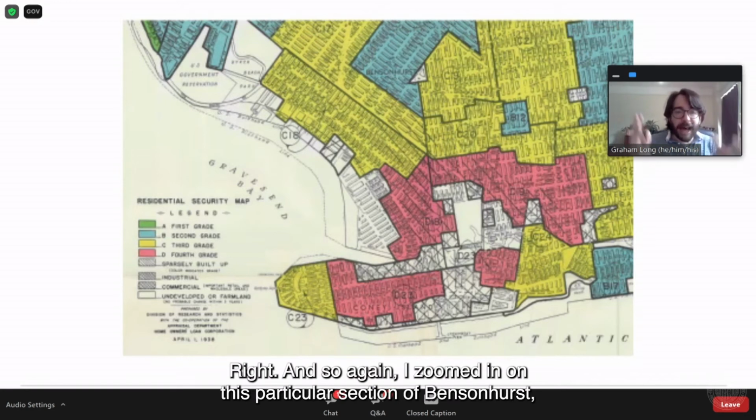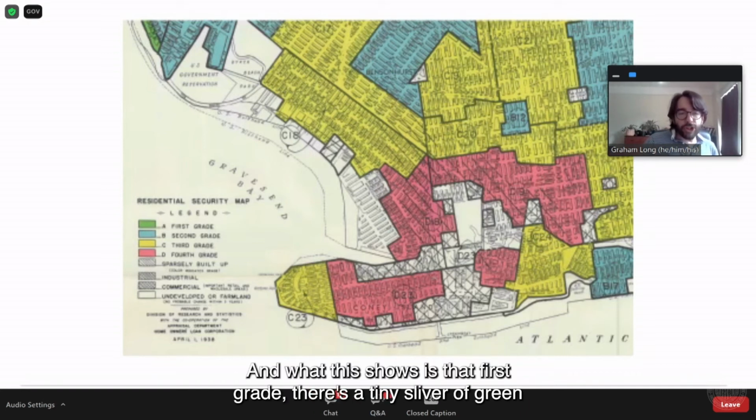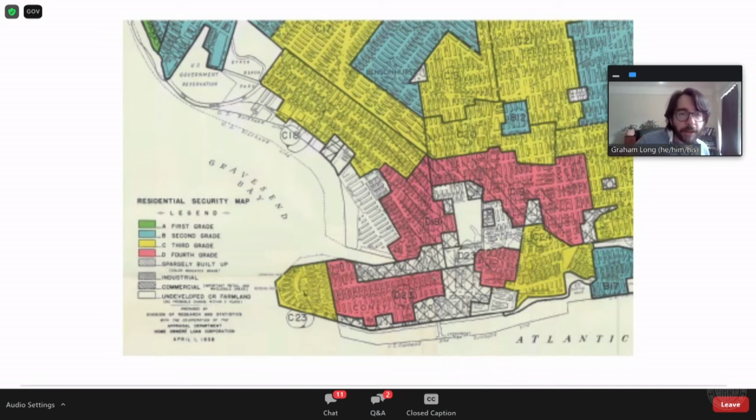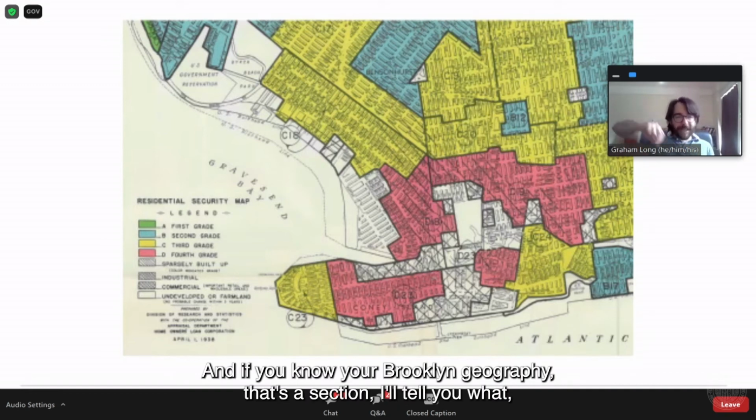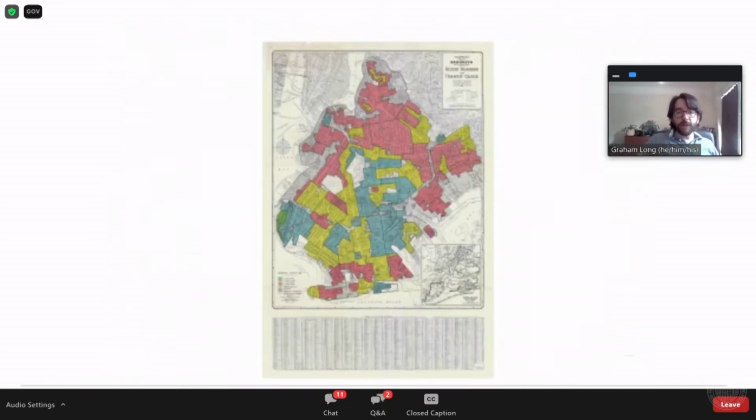And so again, I zoomed in on this particular section of Bensonhurst and Bay Ridge and everything else. And what this shows is that first grade, there's a tiny sliver of green if you look in the upper left there. And if you know your Brooklyn geography, that's a section. I'll tell you what, Monique, if we could go back one slide, the zoom out. There we go, thank you.